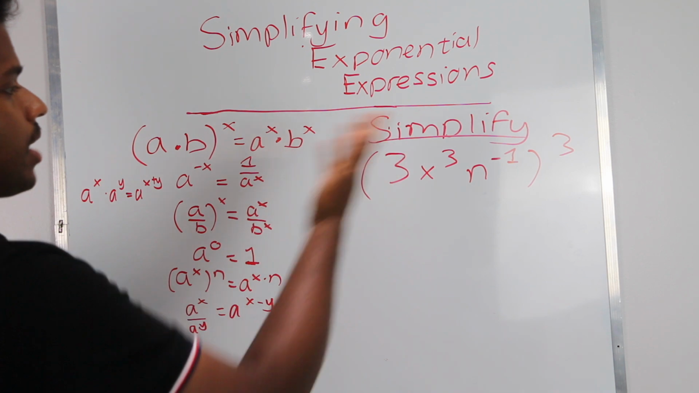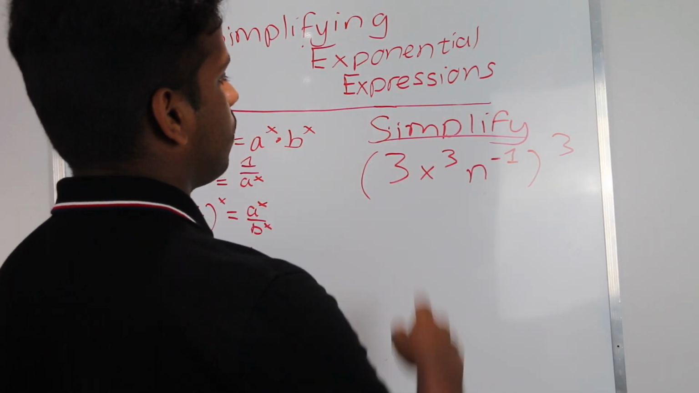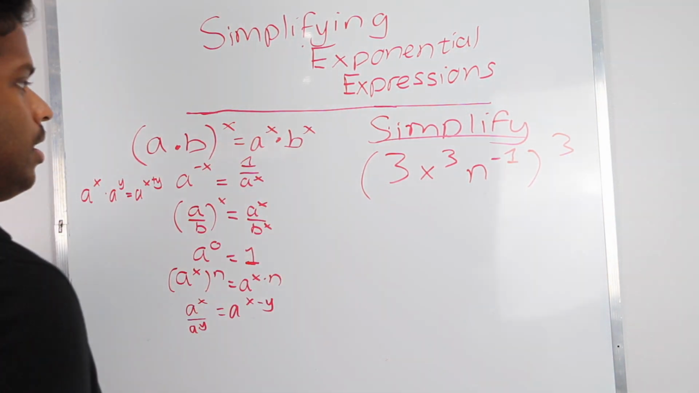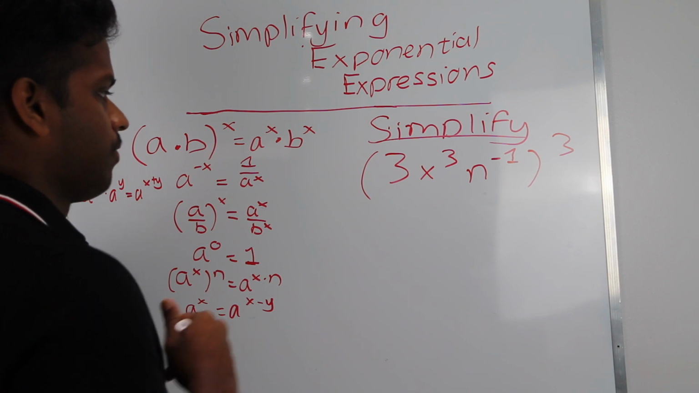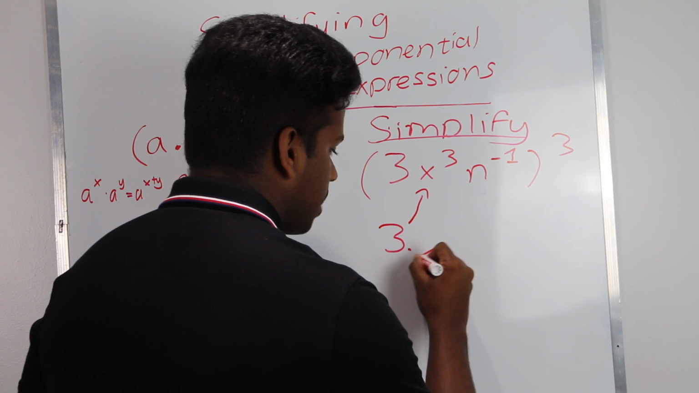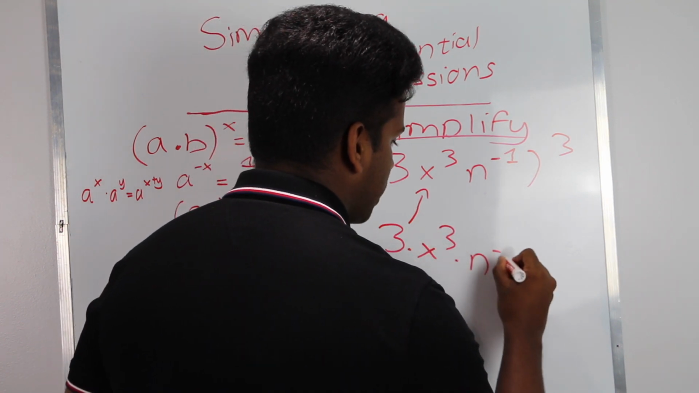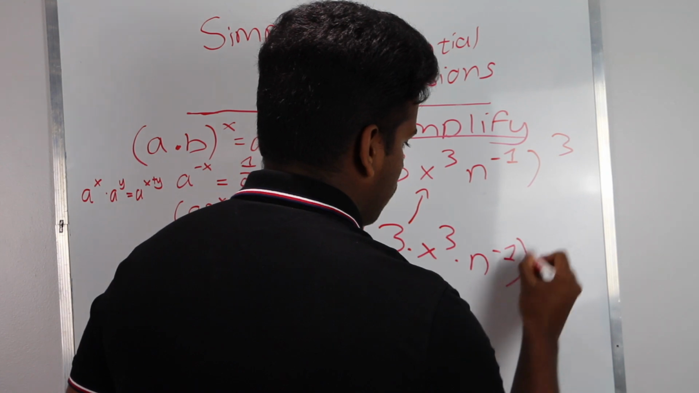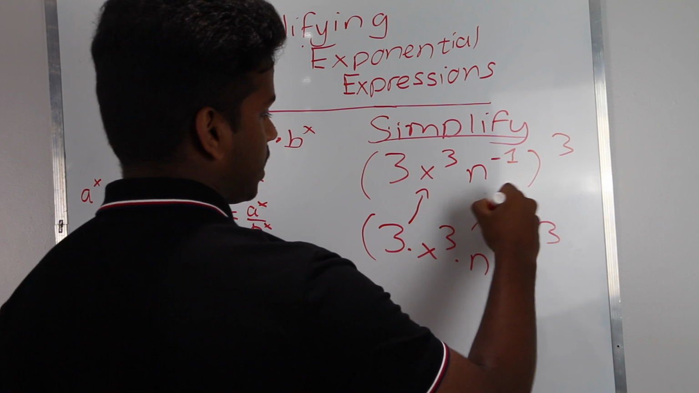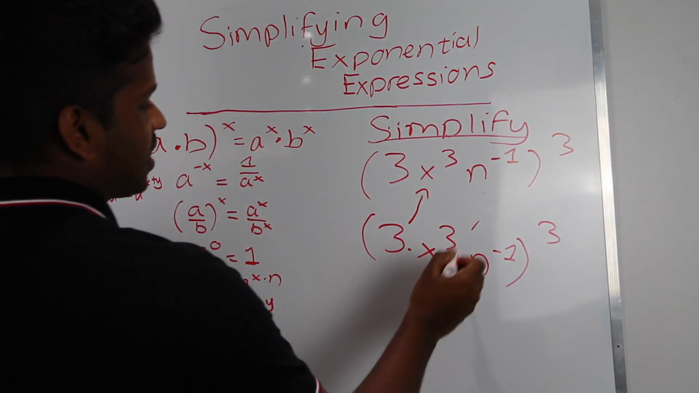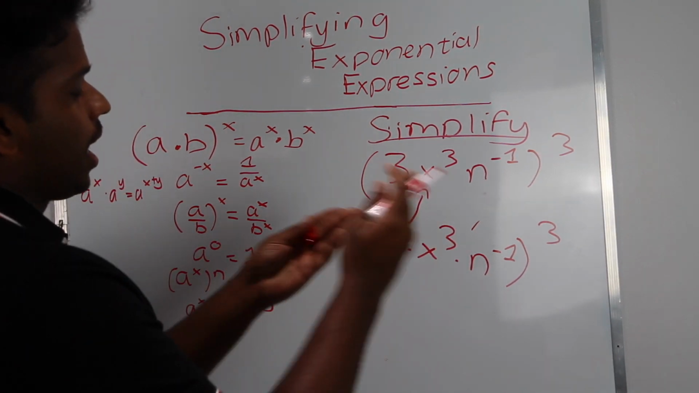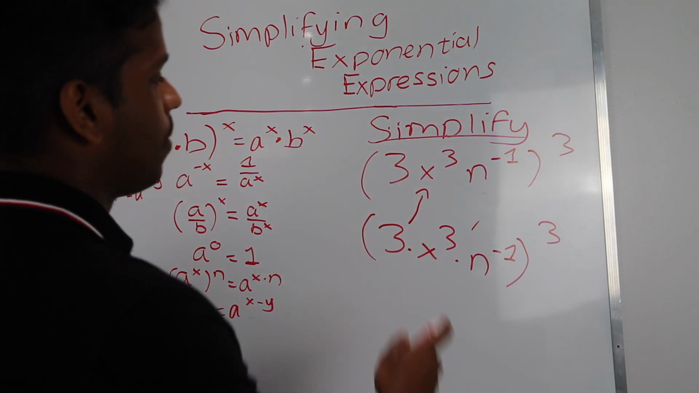So we have 3x cubed n to the power of -1, all of that raised to the power of 3. So what are we doing here? If you want me to break this down, we are basically multiplying 3 times x cubed times n to the power of -1, and we are raising that to the power of 3, or cubed. Since x and n are unknown in this expression, when you multiply it, you would just have 3x cubed n to the power of -1. That's what we have here.